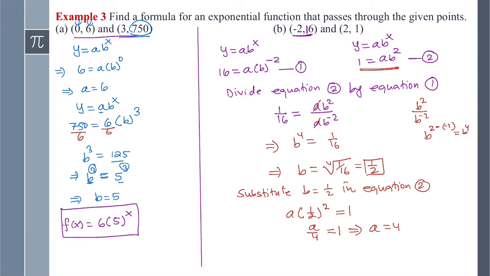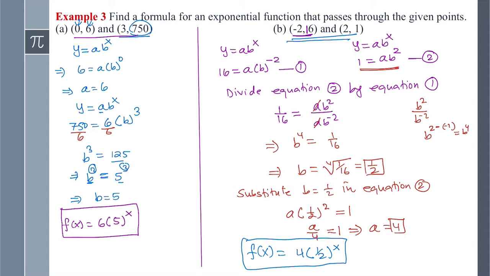Now we have the value for b, we have the value for a. Now we can write our function as f of x equals a is 4 times b is 1/2 to the x. So the exponential function that goes through these 2 points is f of x equals 4 times 1/2 to the x.